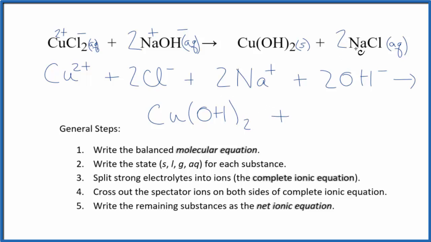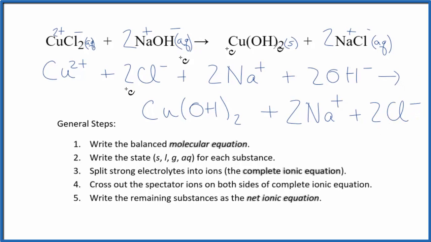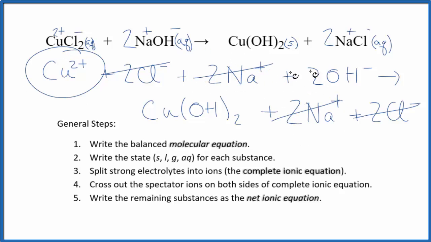Then we have two sodium ions. So that was plus and minus, two sodium ions, and two chloride ions. And this is what we call the complete or total ionic equation. Now we can cross these spectator ions out. They appear on both sides of this total or complete ionic equation. So I can see I have the chloride ion, two chloride ions in the reactants, two in the products. I can cross those out. Two sodium ions, cross them out. But everything else, that's unique.